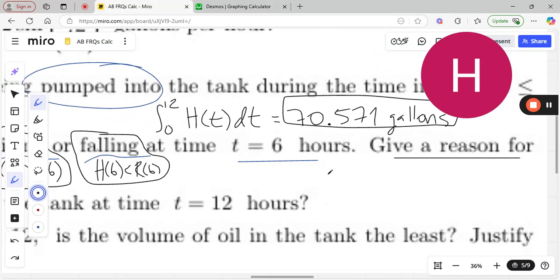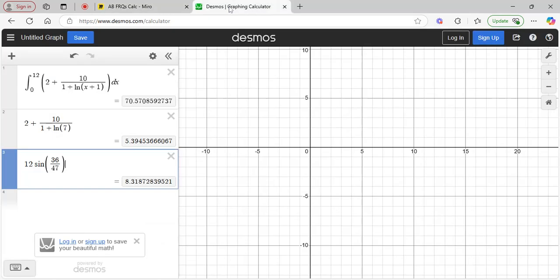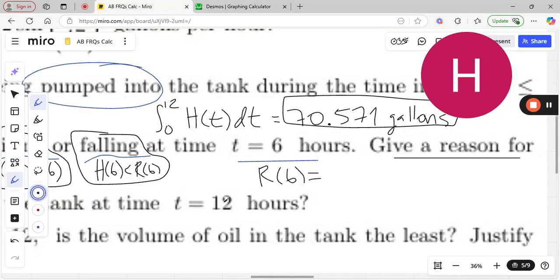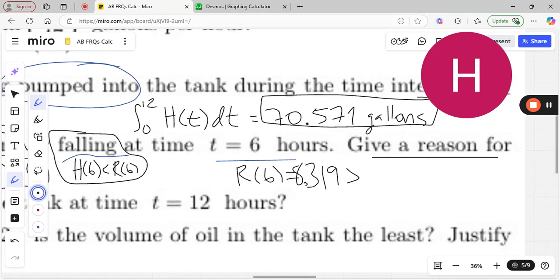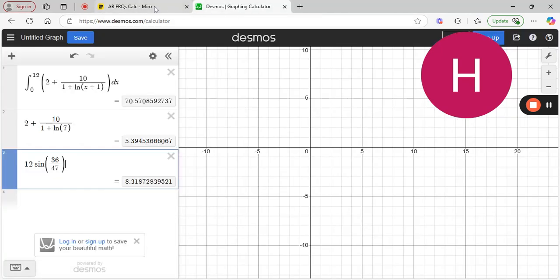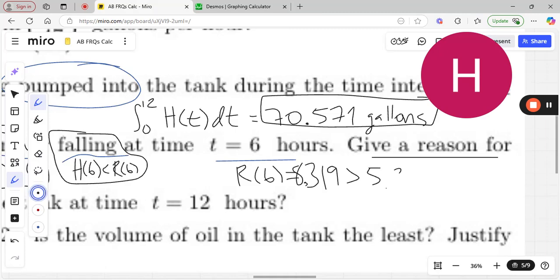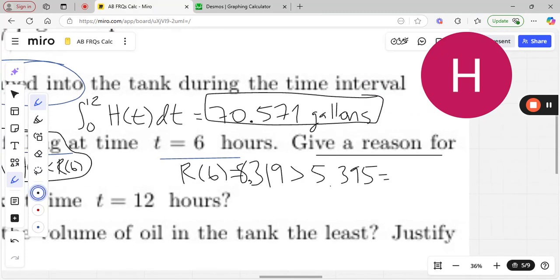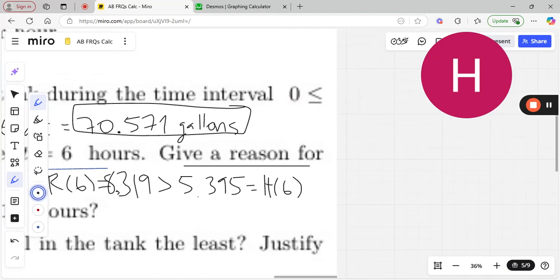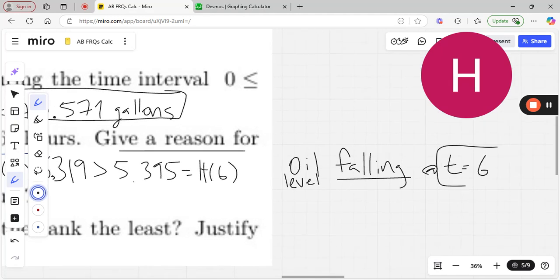So we find that R of 6, which equals 8.319, is greater than 5.395, that's what it would round to, which is equal to H of 6. Oil is falling. Oil level at t equals 6. Okay, not bad at all.